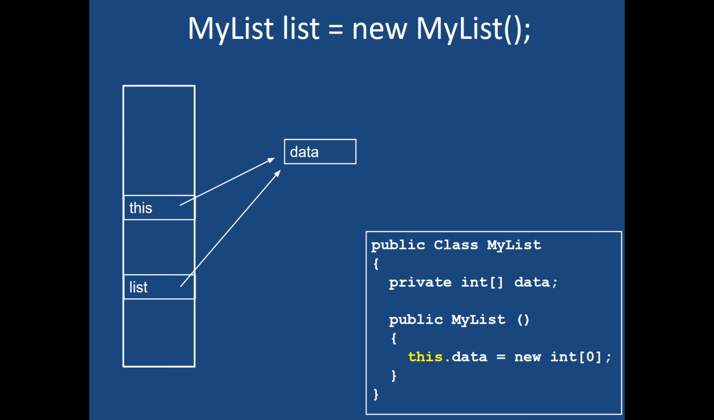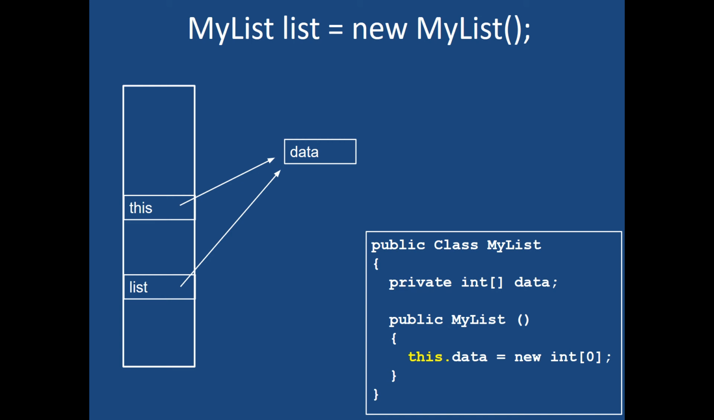And what's it going to do? What's going to change about the picture up there when the constructor runs? Is it going to change what list points to? Is it going to change what this points to? Well, what's it say it does? It says this.data gets an empty array as its value. So what would you expect to change about the picture? All right, I won't make you guess any longer.